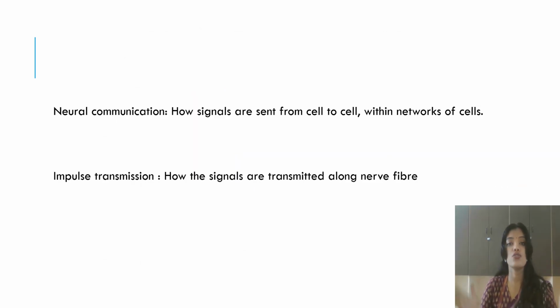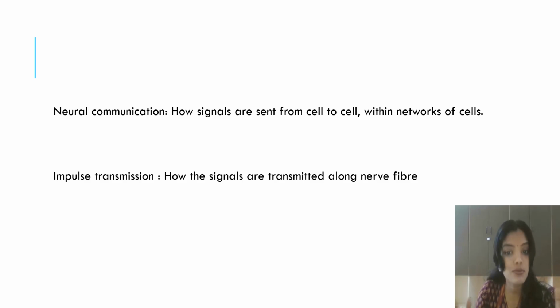So the major function of the neuron, as I said, is neural communication. That is the way neurons communicate with each other. That is what we call impulse transmission. And the information from the neuron to the adjacent one will be transferred only in the form of electrical impulses, because a neuron can't understand any other language.